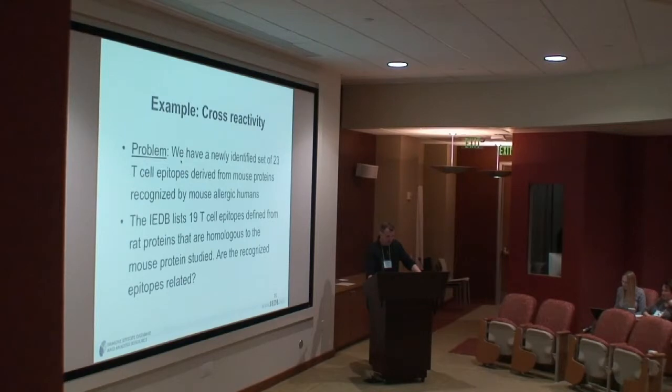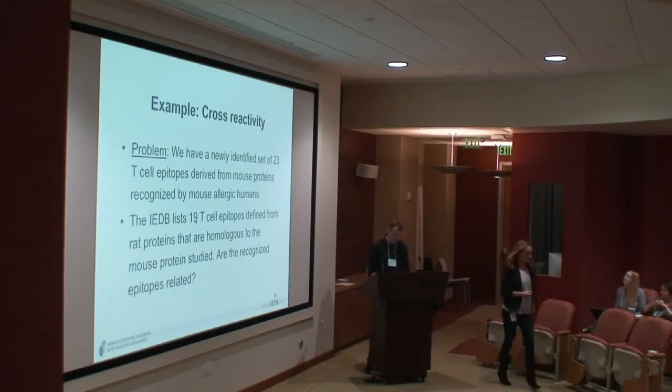As an example of where we're using this, here is a real-life example where we had done studies for T cell epitopes in mouse proteins. We synthesized peptides overlapping these mouse proteins and tested them for T cell recognition in people who are mouse allergic, and identified 23 peptides. These mouse allergens are highly homologous to rat proteins. We essentially asked, is there an overlap between the epitopes we identified in the mouse versus the ones that have been previously defined in the rat, which we just queried from the IEDB.